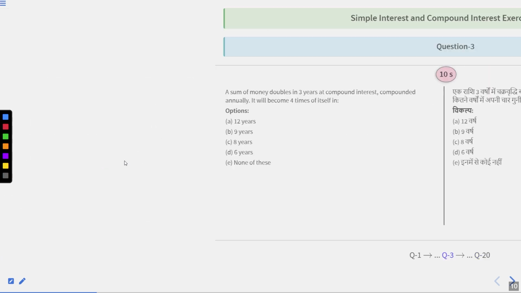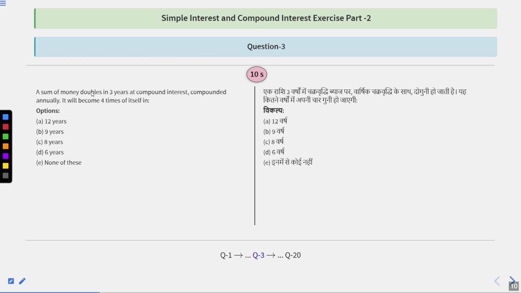Next one. A sum of money doubles in 3 years at compound interest, compounded annually. It will become 4 times itself in how many years? You have 5 options and 10 seconds to analyze the question. Your time starts now.